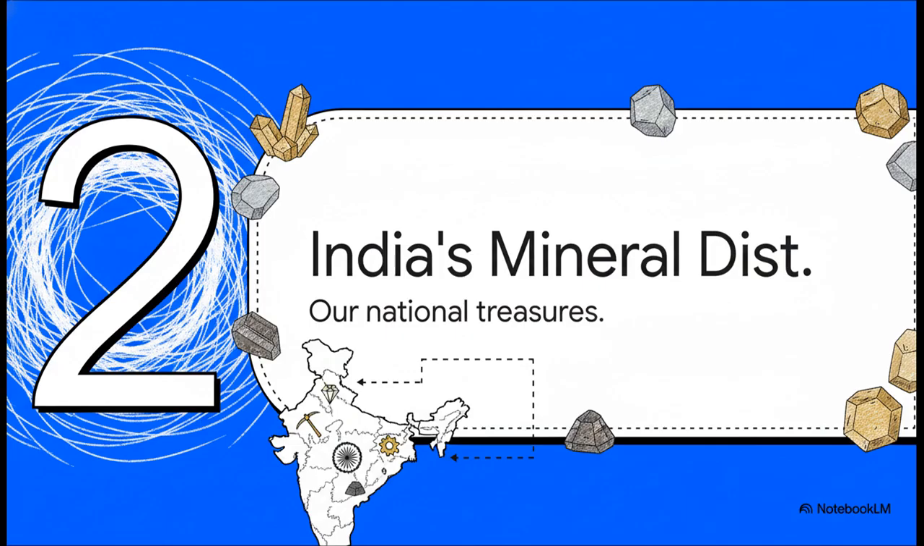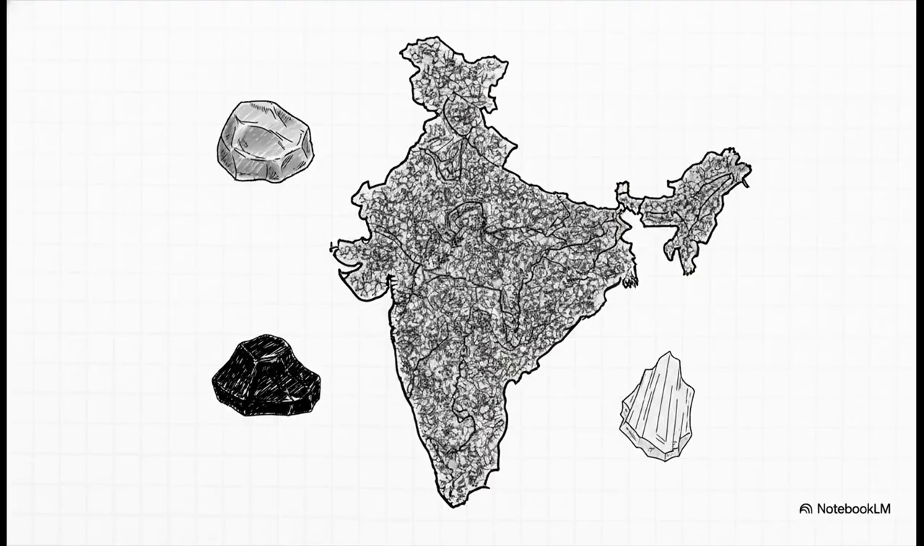Now we'll see where these minerals are actually located in India. This is a very important part of the chapter, especially for your map work. Now, here is a golden tip for you. When you're asked to describe the distribution of minerals in India, please don't just start listing random states. Always start your answer by mentioning that the peninsular rocks are the main storehouse. This shows the examiner that you have a real conceptual understanding.